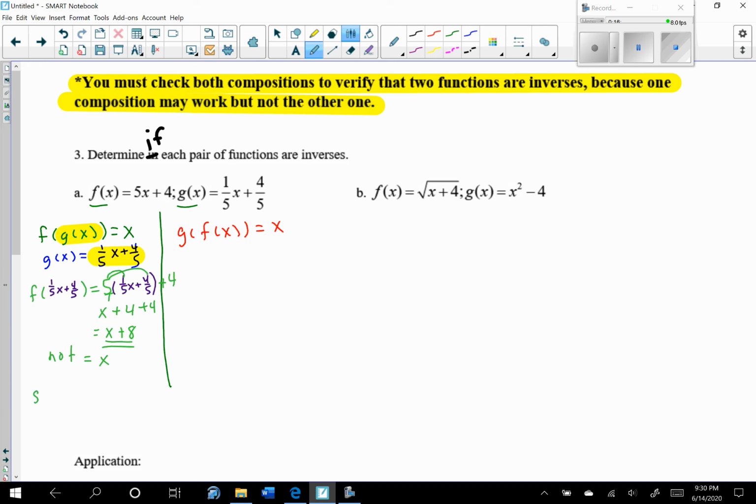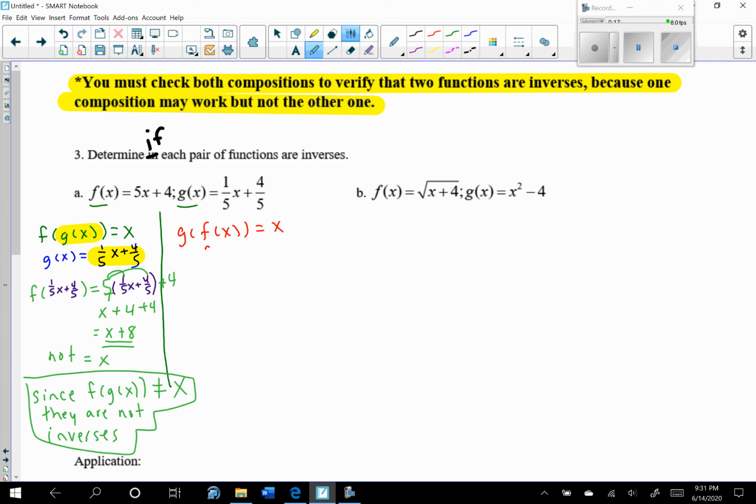Therefore, I know these two functions cannot be inverses. So since f of g of x does not equal x, they are not inverses because they did not undo themselves. And we could do the next one just to also confirm. It's not necessary: if you show that the one does not equal, you can stop there, but let's go ahead and do the other one just for practice.